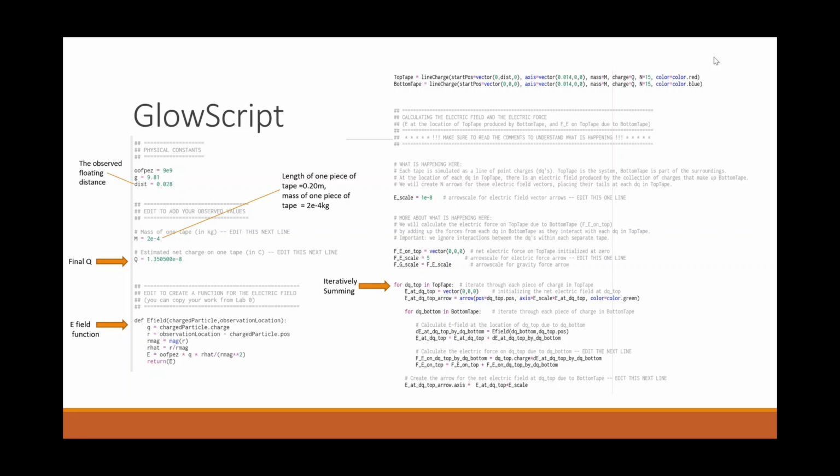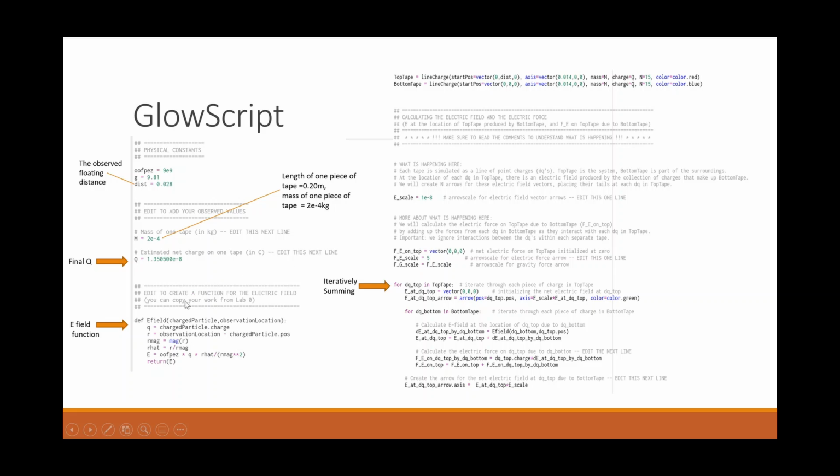This was some of my flow script code. You can see here is where I inputted my observed floating distance. This is where I inputted the mass of one tape. This is where I inputted the Q, or my final Q charge, that it iteratively changed to get F gravitational and F electric equal to each other in my outputted computational model.